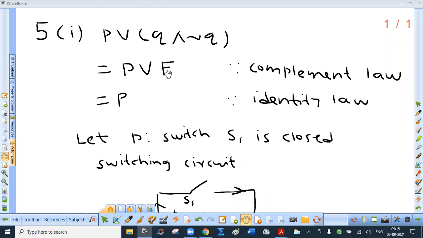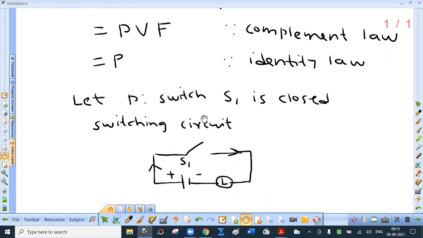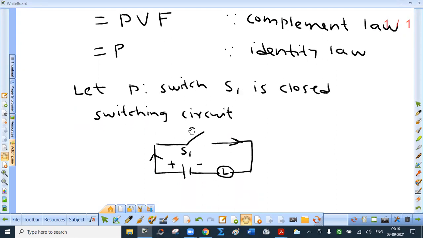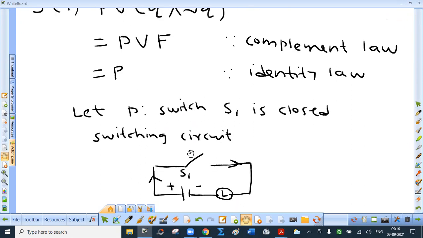See, Q and not Q is a contradiction, a fallacy. Reason: complement law. Now it is P or F. It is P, identity law. So only one switch is required. So we say let P stand for switch S1 is closed. So this is the switching circuit.